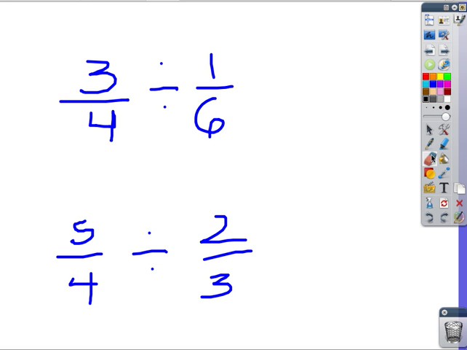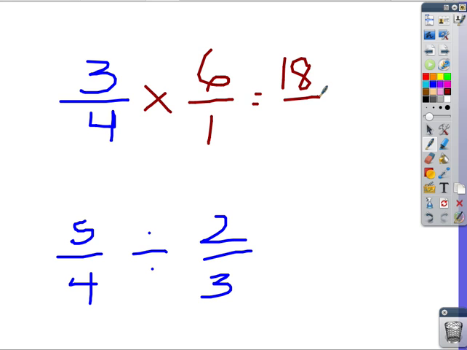So if I were to take 3/4 divided by 1/6, I'm going to reciprocate it. It was 1/6. Now we're going to make it 6/1. When I reciprocate it, I'm no longer doing division, but we are multiplying. And multiplying tells us to multiply straight across. 6 times 3 is 18. 4 times 1 is 4.